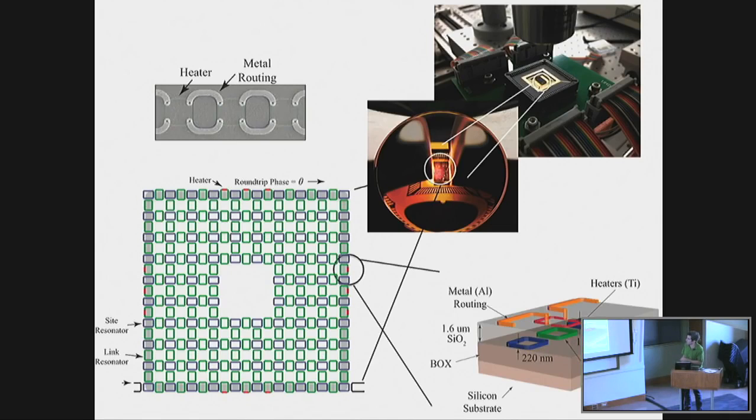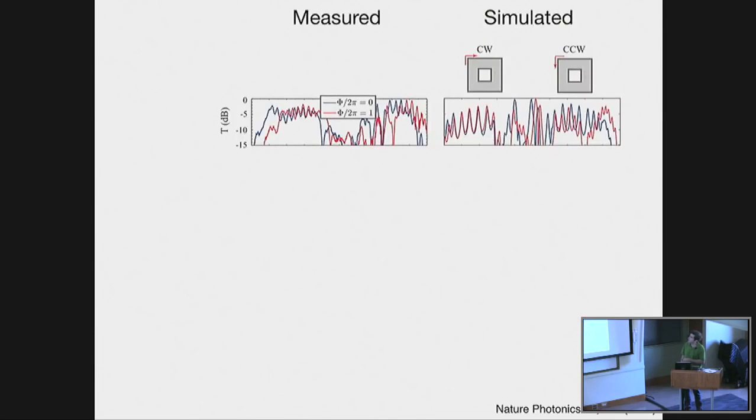We had these ring resonators, but we had to fabricate these metal heaters that would heat the upper part or the lower part. So this is the experiment. This is the measured data. This is the simulated data. This is transmission as a function of frequency. This is one edge band, this is the other edge band, and this is the bulk band.